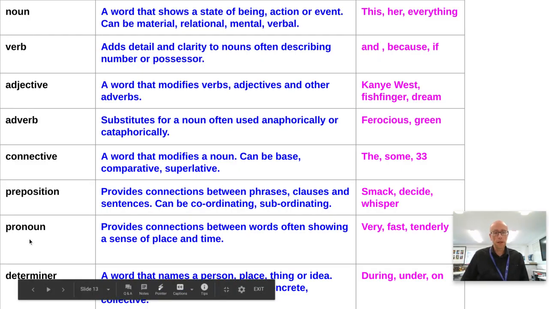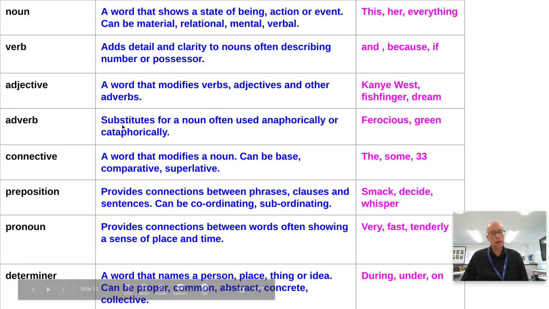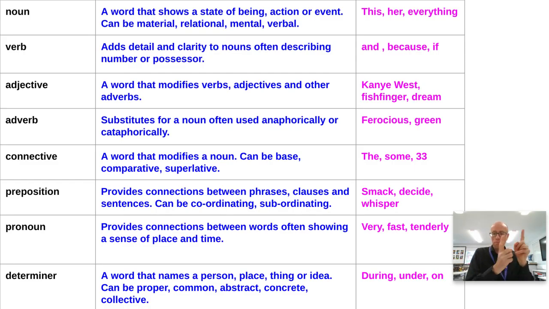The penultimate one here is pronouns. Now, pronouns is that one. So pronouns substitute for a noun, often used anaphorically or cataphorically. So a pronoun either refers back to something that's previously referenced. That's called an anaphoric reference. Or they can reference something which is going to be explained in more detail later on.